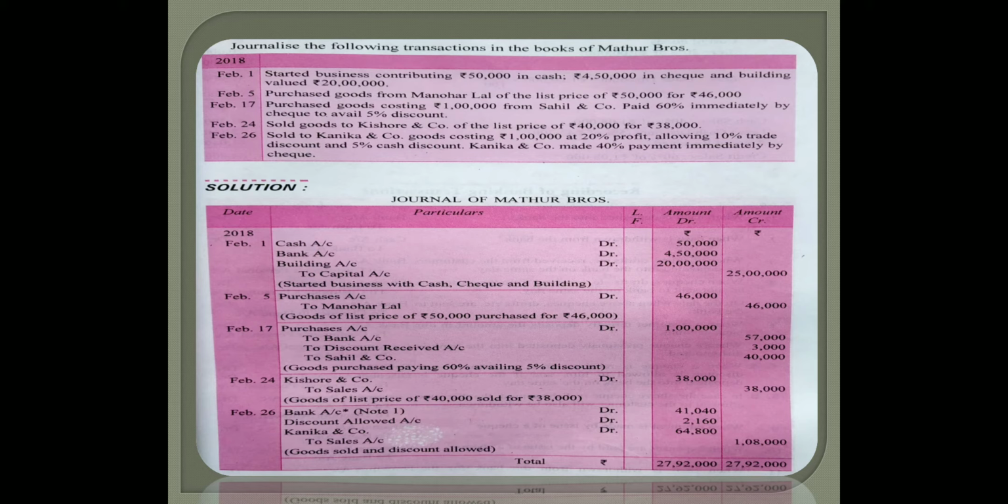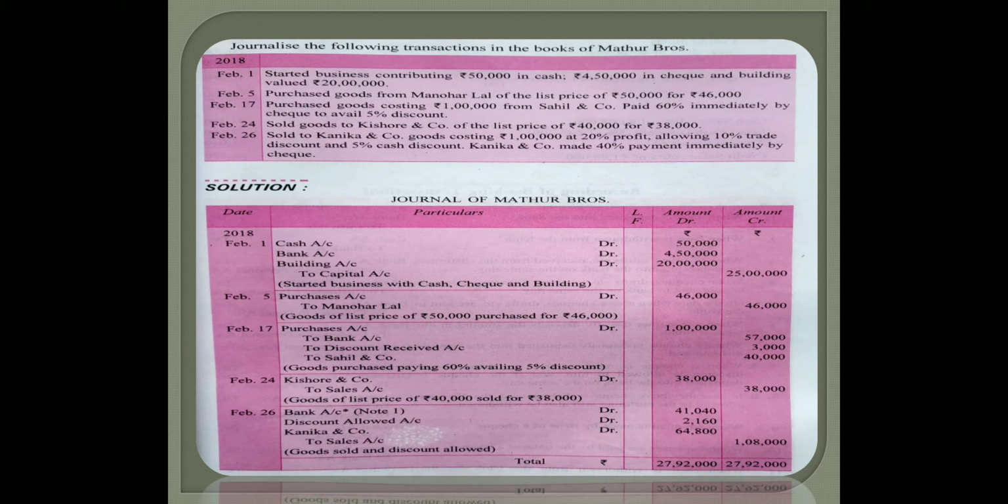sold to Kanika and Company goods costing 1 lakh rupees at 20% profit. So we will calculate 20% on 1 lakh and we will add it to find the selling price. The amount will come 1 lakh and 20,000. So the amount will be 1,20,000.